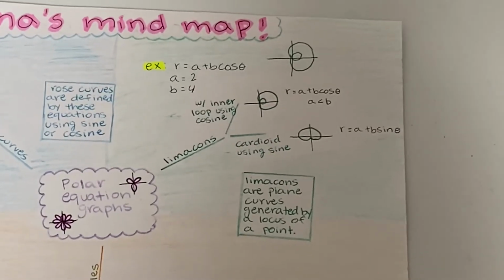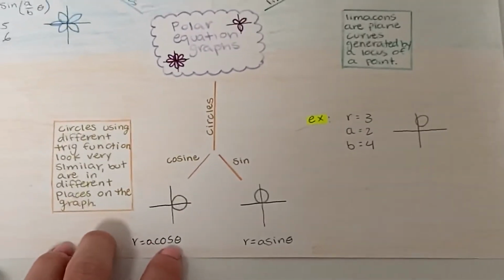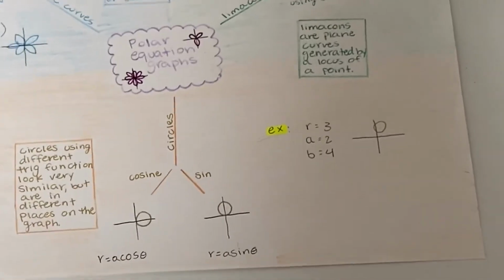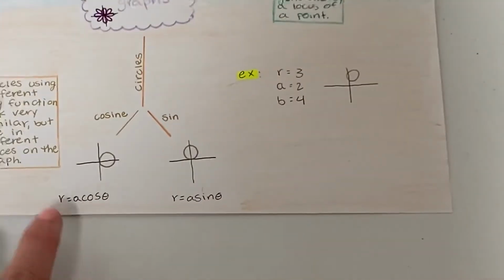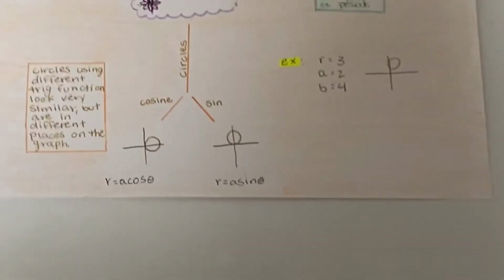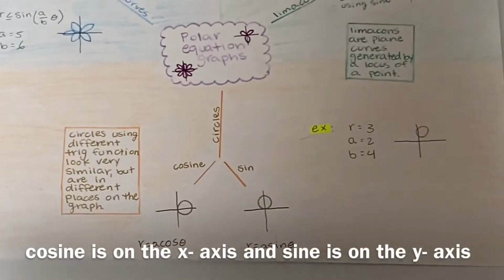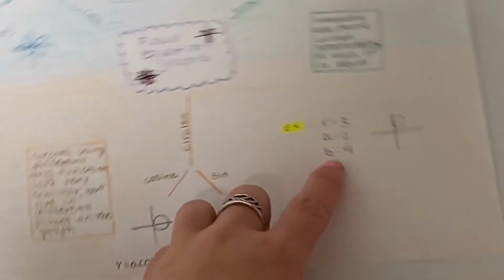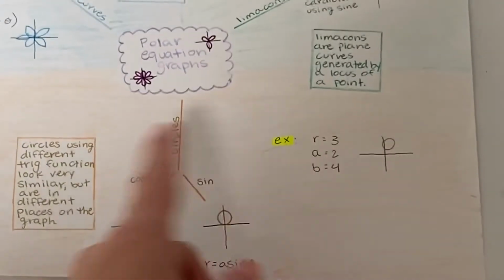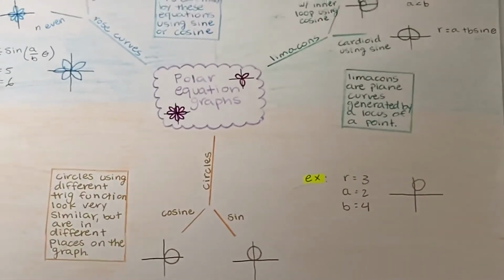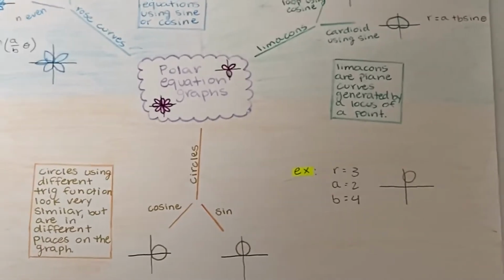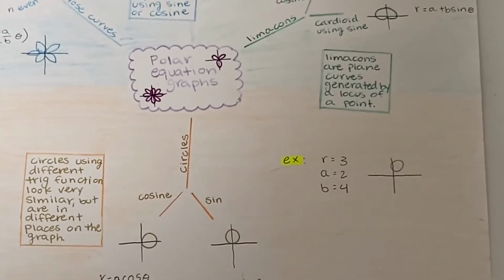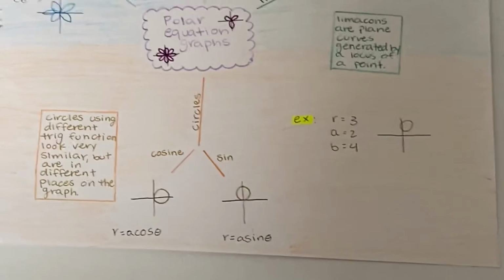And then moving on to circles, which are probably the most simple of them all, but they look basically the same, except they're positioned in different areas on the graph. So A is what controls and moves the center either right or left, and then B moves the center up and down. So for this specific example, the center would be 2, 4.